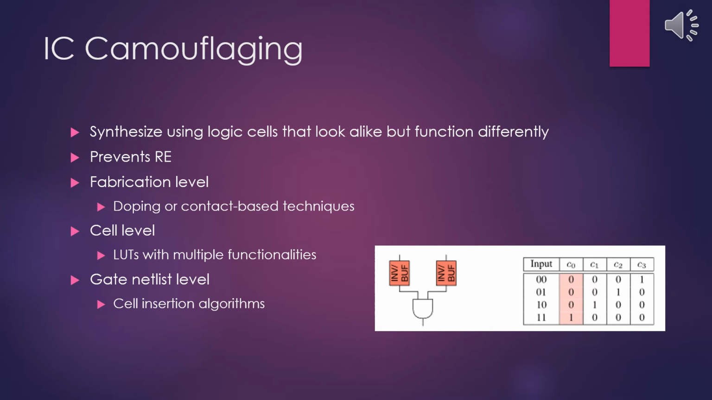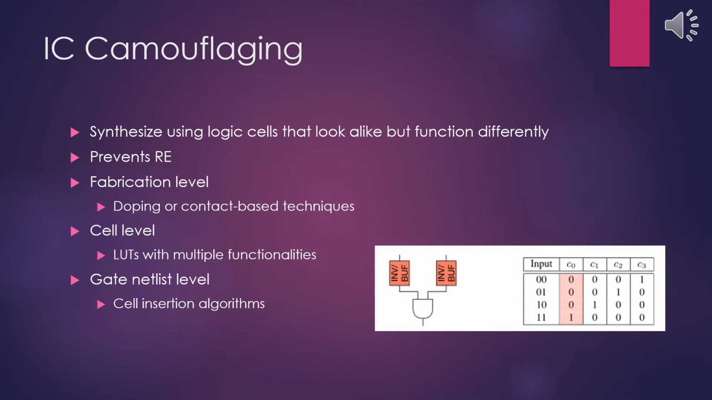Another technique used to prevent IP piracy is camouflaging. Camouflaging conceals functionality by using logic cells which look alike but function differently. This prevents reverse engineering by concealing the actual functionality of the chip. Camouflaging techniques usually fall into one of three levels.